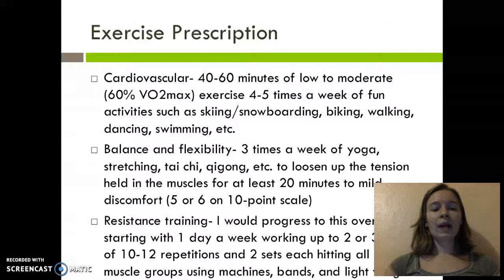Resistance training would be progressive. I would start off with 1 day a week and work up to 2 to 3, hitting all major muscle groups, and just start off with machines, bands, and light weights just to get her form good.